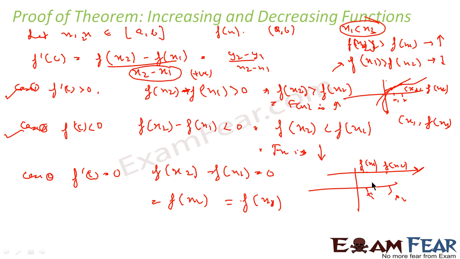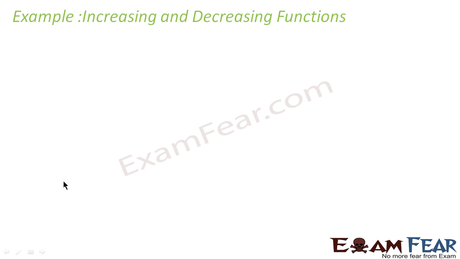So what we have done, we have proved this theorem, and the theorem says if f dash c is greater than 0, the function is increasing at that point c. If f dash c is less than 0, the function is decreasing at that point c. If f dash c is equal to 0, the function is constant at that point. We'll take some examples of increasing and decreasing functions.